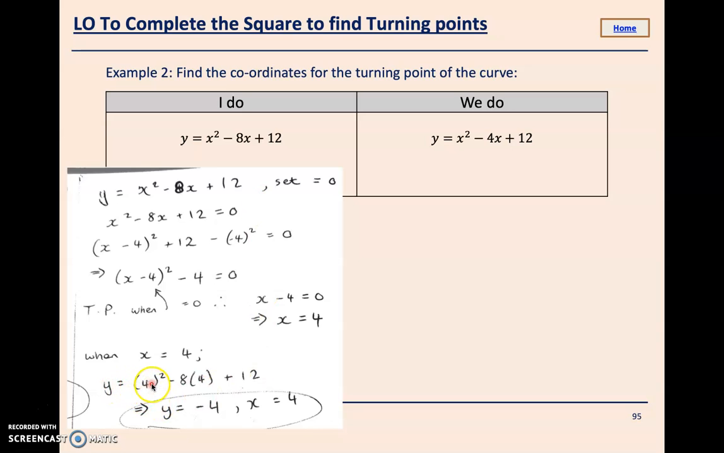So y is equal to 4 squared minus 8 times 4 plus 12. So we get y is equal to minus 4 when x is equal to 4. If you can pause the video now and take 3 minutes to work through the We Do.